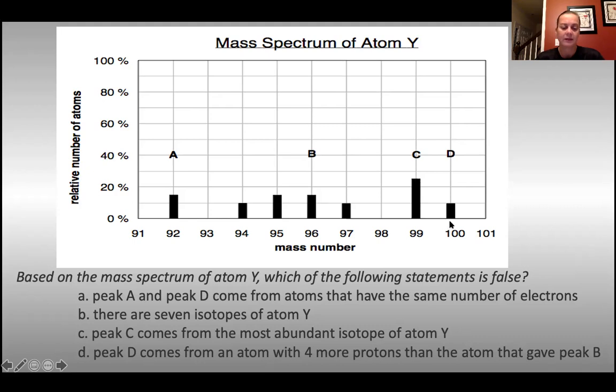And peak D comes from an atom with 4 more protons than the atom that gave peak B. Well, if it had more protons, it would be a different atom. It does have 4 more of something because we have a mass of 96 and a mass of 100. But when we think about isotopes, we know that their difference is not in number of protons, but in number of neutrons.